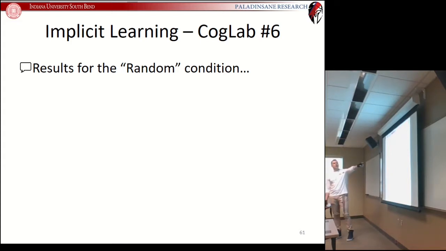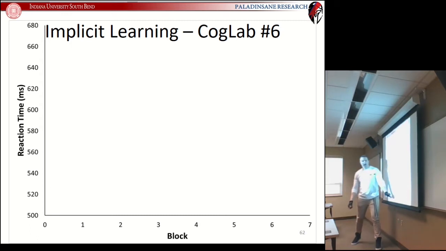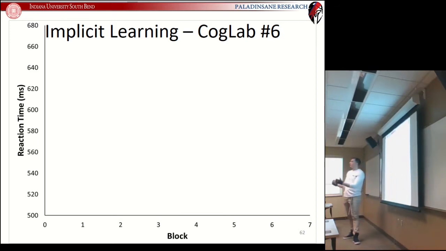So we'll take a look at the results for the random condition. Here we have the reaction time. How long is it taking you to indicate where the dots are? And here we have the blocks, right? This is basically your experience. So with more and more experience, with more and more learning, were you able to get better? Basically, were you able to drop your reaction time?